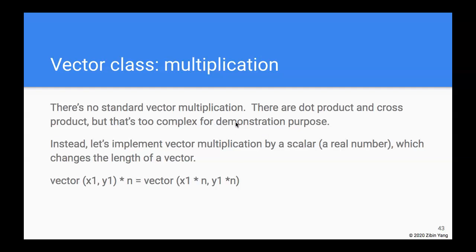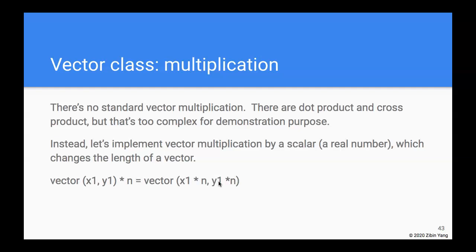Now there are several different ways of doing vector multiplication. There's what's called a dot product and a cross product, but we're not going to do that for our demonstration purposes. So instead, let's do something fairly simple, and that is we are going to implement vector multiplication by a scalar, or just a number, right? Rather than multiply two vectors together, we're going to multiply a vector with a number. And the resulting vector is just each of the x and y components of the vector multiplied by that number.